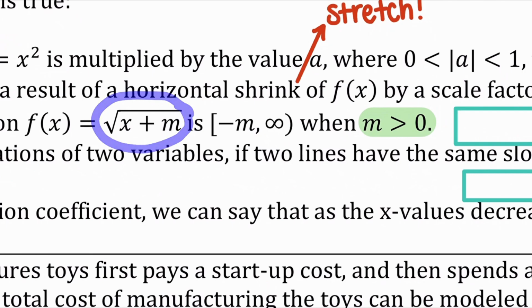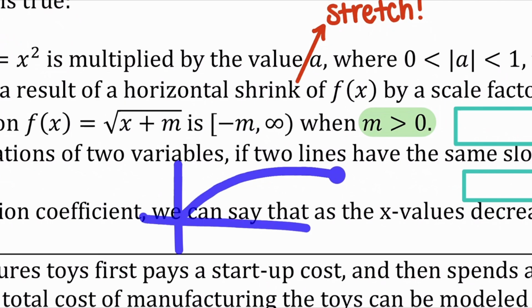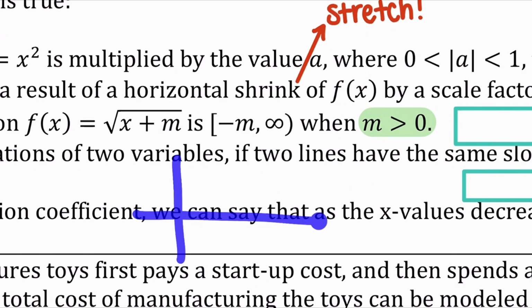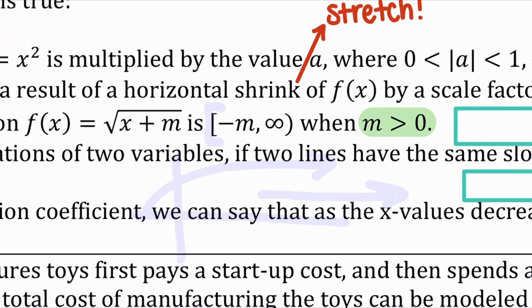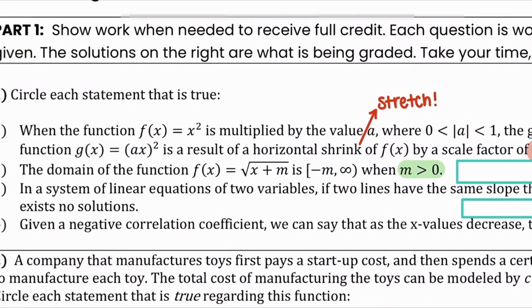So right now what we know for sure is that we're going to have a square root function, but if m is positive, we know for sure that it's going to be a shift to the left by m units. Hence why we have negative m towards infinity forever and ever, since we're talking about domain here. So this in fact is indeed true. Number 2 is true.